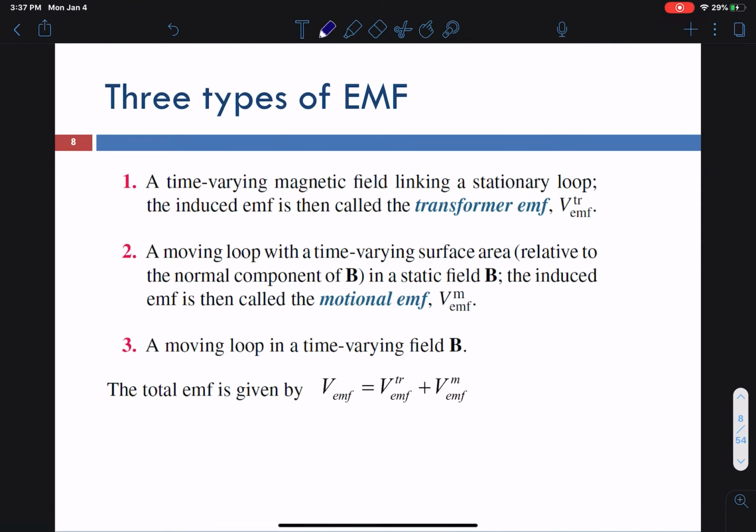All right. So there are two different inductions over here. One is transformer induction. If your coil is not moving, but you have a changing flux, that also can produce the voltage. That's called transformer EMF. If your flux is constant but your coil is moving, that is called motional EMF. Either way, you're producing a time varying flux. If you have both together, that's called total EMF. Total EMF is transformer plus motional.